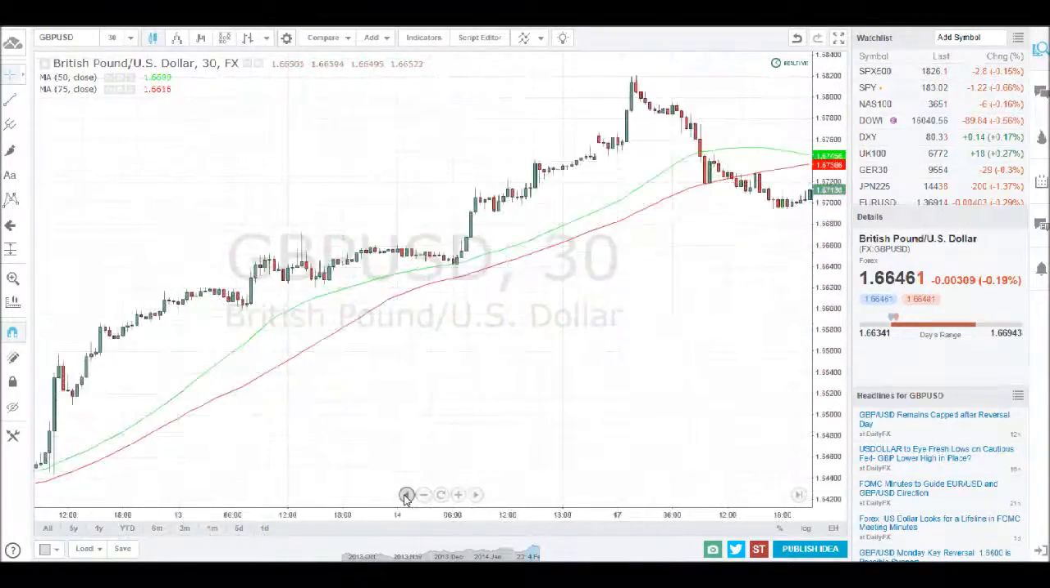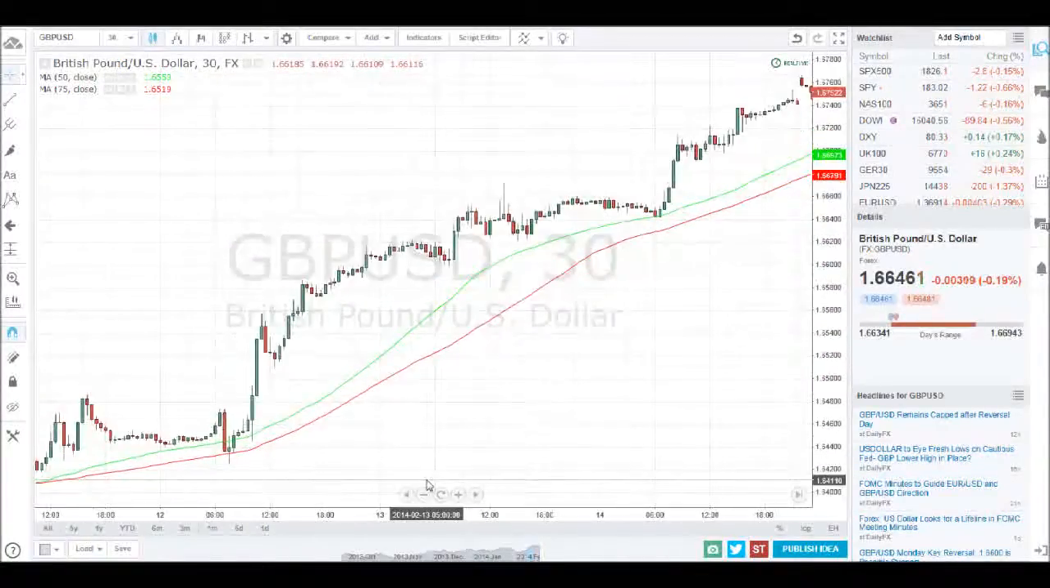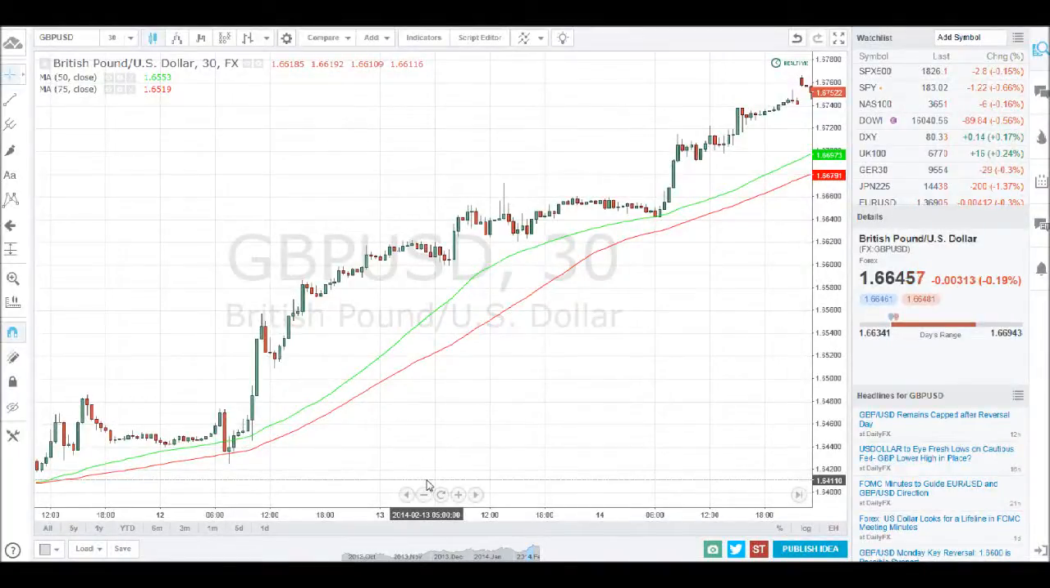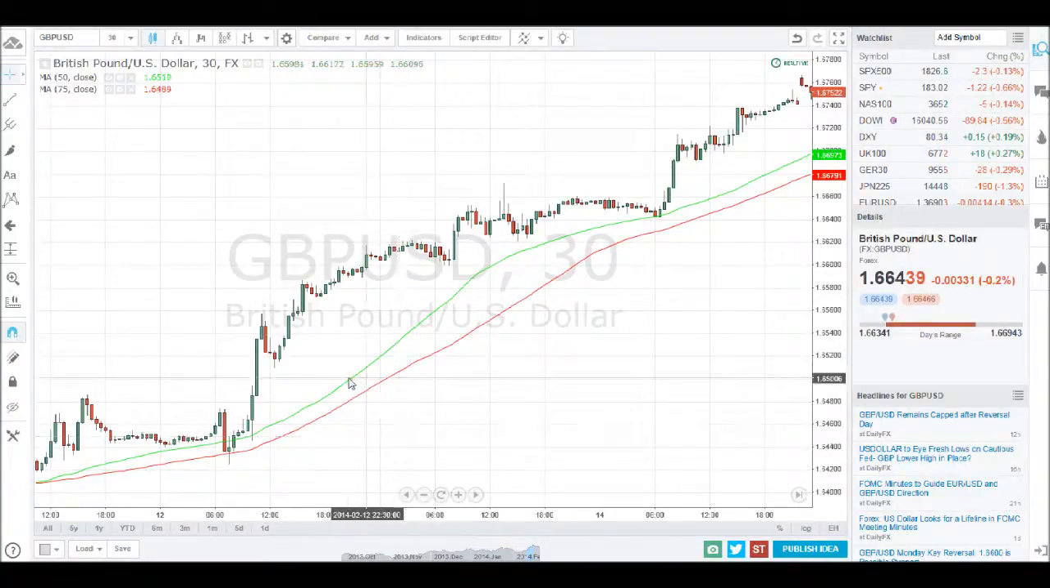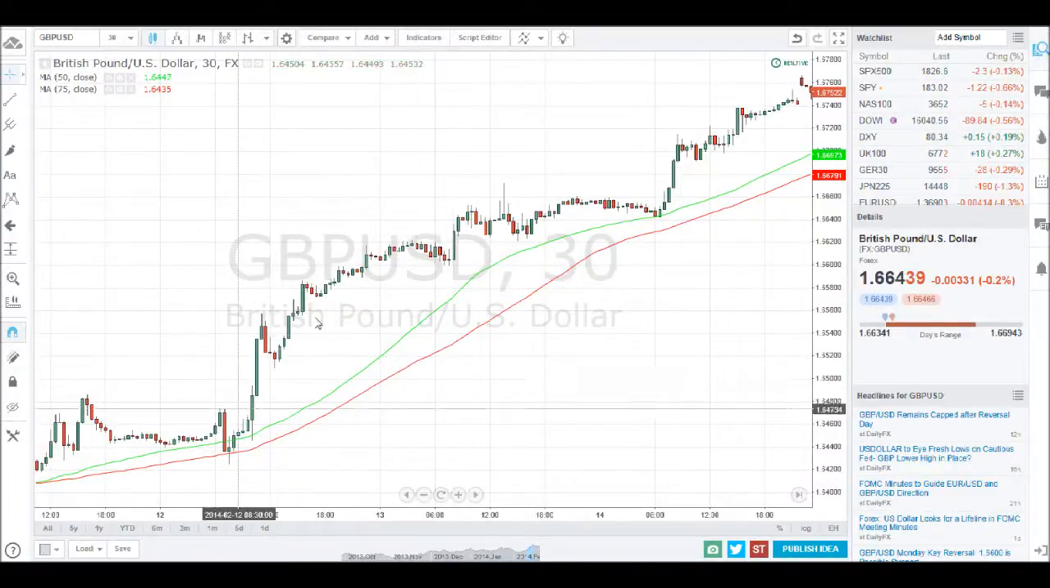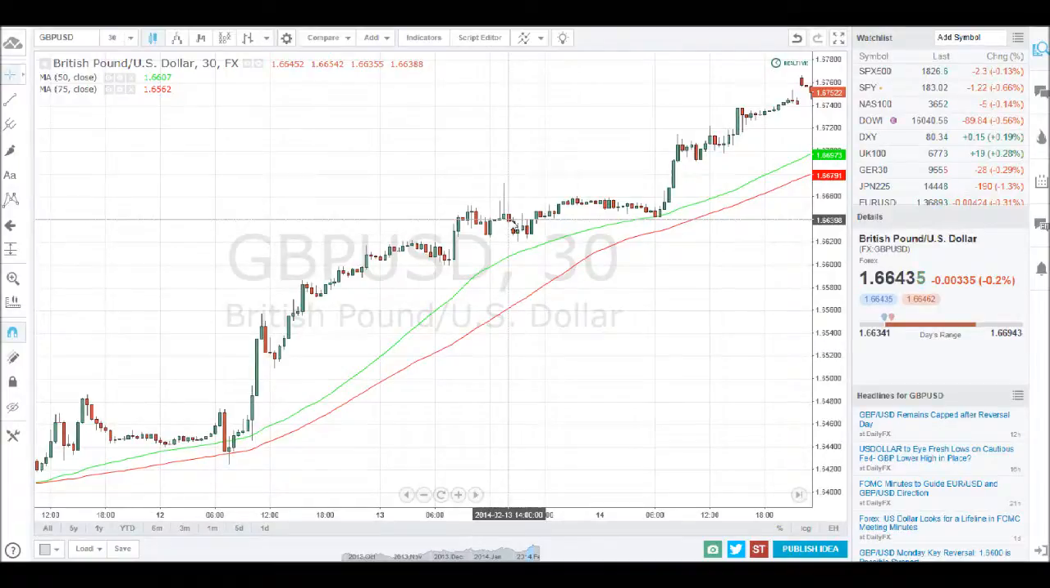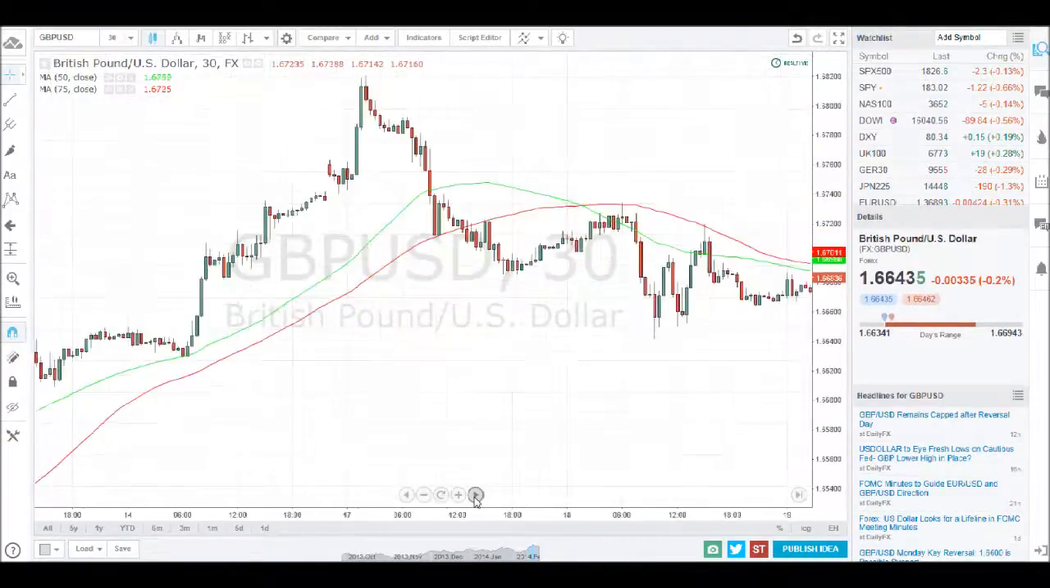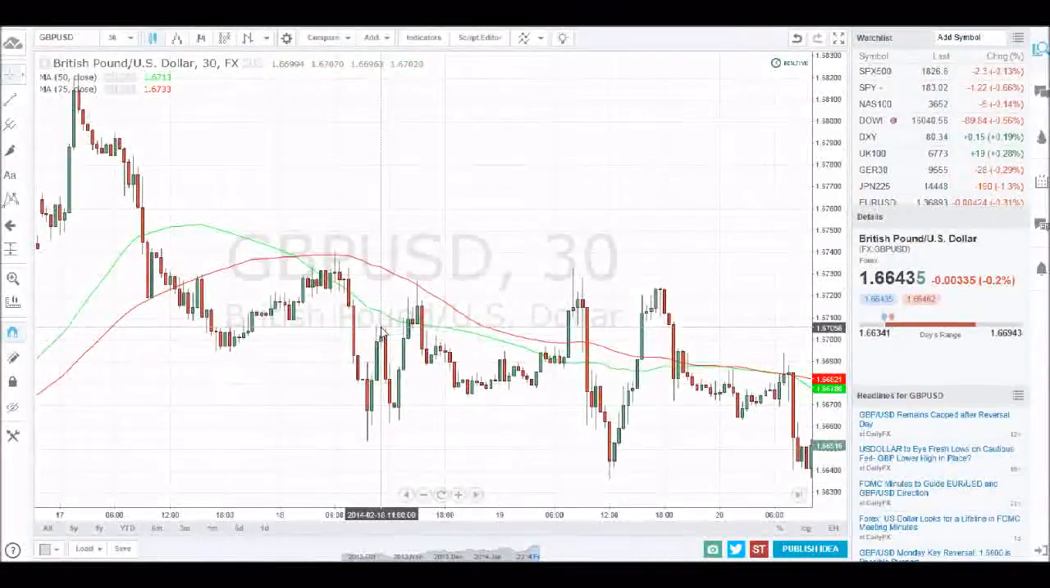The second part of this strategy is we're going to place calls or puts when there are pin bars or engulfing candles that follow the bias of the moving averages. So when the green moving average is above the red, we're looking for bullish pin bars or bullish engulfing candles. When the red moving average is above the green and we're looking to place puts, we're looking for bearish engulfing candles or bearish pin bars.